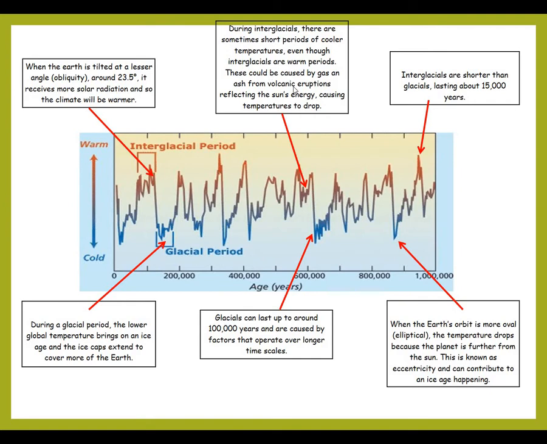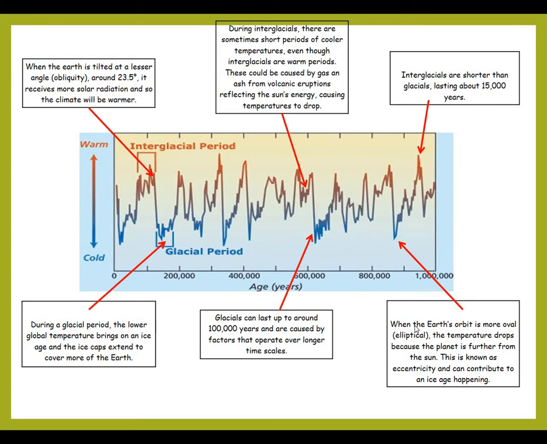During interglacials, there's sometimes short periods of cooler temperatures. This is sometimes called a mini ice age. It does happen. And interglacials are normally much shorter than glacials. Glacials can last up to 100,000 years. Interglacials, like I said, are normally 11 to 15,000 years. When it's more elliptical, when it's more wobble, when it's more tilt, that's when you get ice ages.